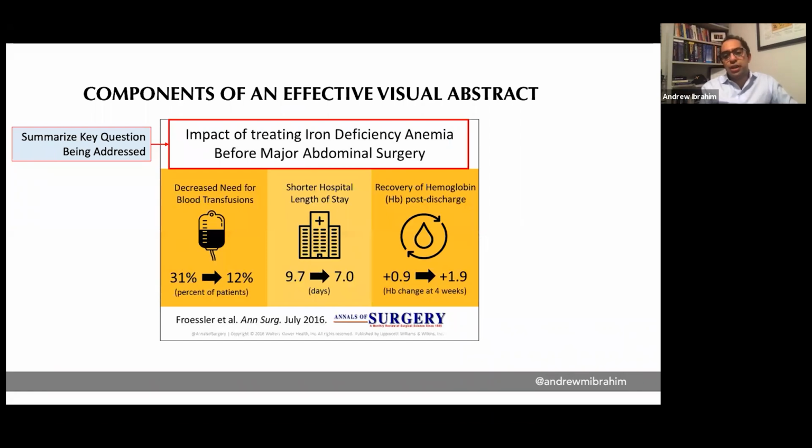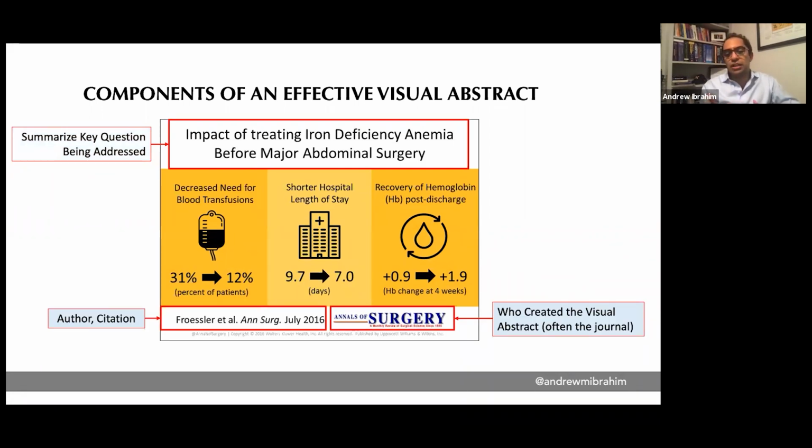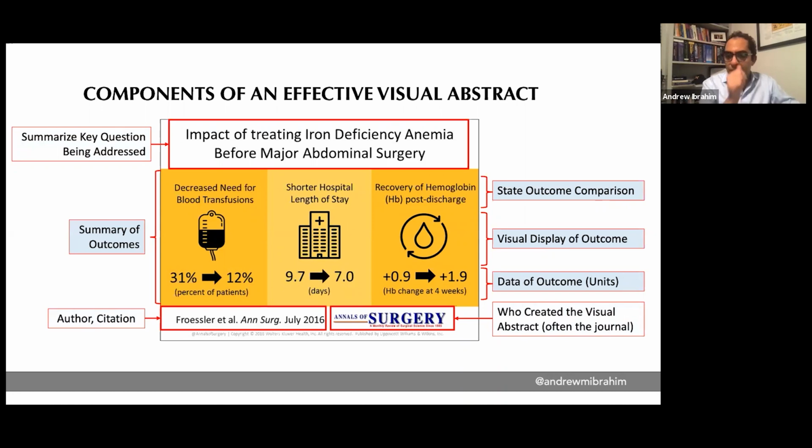So visual abstracts, this is probably the most popular format. There are about 20 formats that we piloted with focus groups and got down to about 6 that were the most effective, or people knew how to follow the work. And this is probably the most popular one that's been widely adopted. It has a heading at the top that summarizes a key question. It includes the citation and who created the visual abstract, often the journal, but not necessarily. It has some summary of outcomes that includes the outcome comparison, some data to support that outcome, and then a visual display of the outcome.